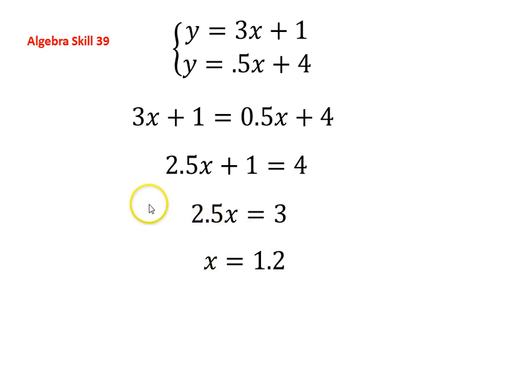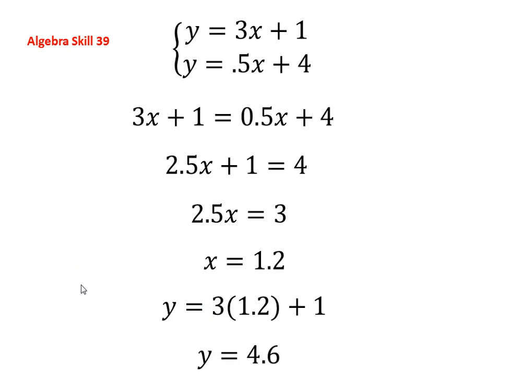But I'm not done. I'm going to take that 1.2, plug it into the equation, and get 3 times 1.2 plus 1. I'm taking this 1.2 and I plugged it into the top equation right here, because now that I know the value of x, I can do that. 3 times 1.2 plus 1 is going to be equal to 4.6. So the solution to this system is going to be 1.2, 4.6.